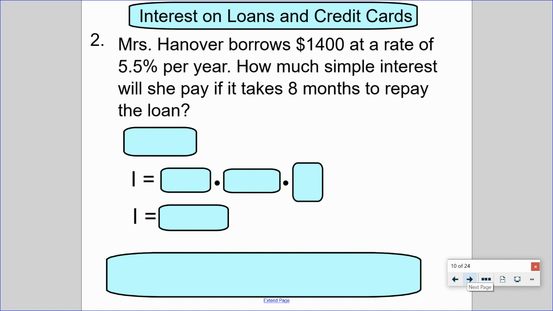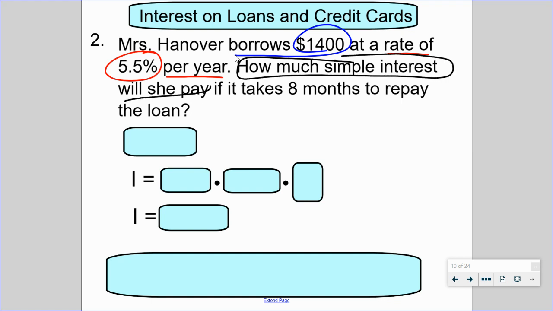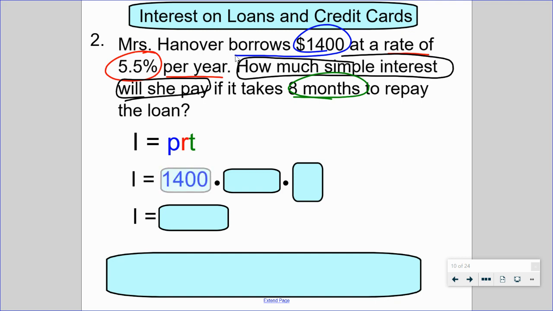Otherwise, let's continue on. Mrs. Hanover borrows, here we're talking about borrowing, $1,400 at a rate of 5.5% per year. Question says, how much simple interest will she pay if it takes her 8 months to repay the loan? Now notice the question is only asking how much extra interest. Principal, $1,400. Rate 5.5%. Look, if it only said 5%, it'd be 500ths, but this says 5.5%. So we have 500ths and then another part of 100.